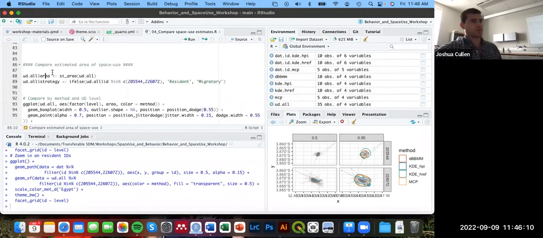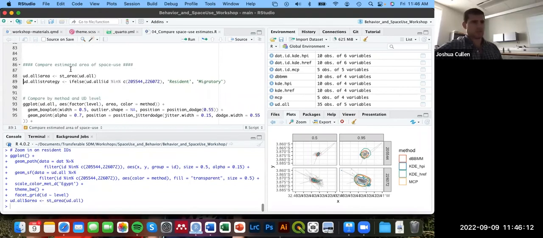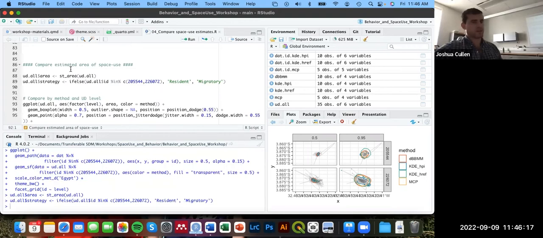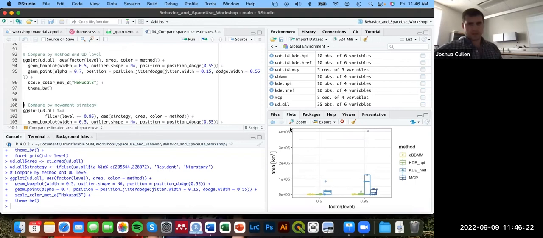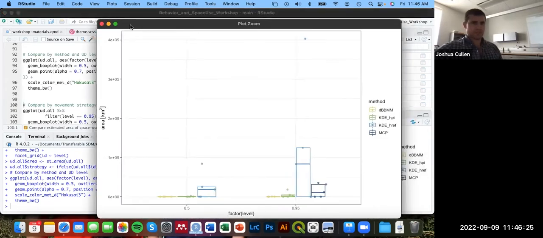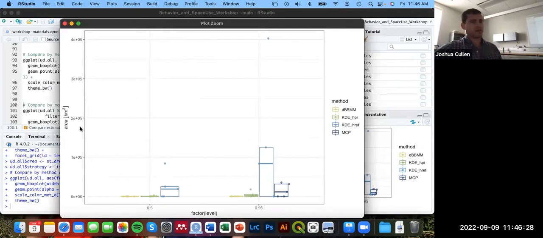Now, if we look at the areas estimated by each method, and we're also going to account for whether they were resident or migratory, since that'll impact some of what we're estimating here. So we have area in kilometers squared on the y-axis, and then the level, so the contour, the 50% or 95% isopleth on the x-axis, and then the colors are denoting the method used. So the dynamic Brownian bridge model is the warmest color, the minimum convex polygon is the coolest color.